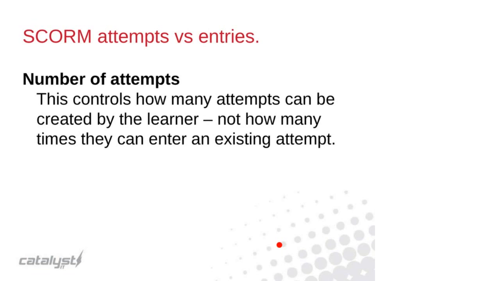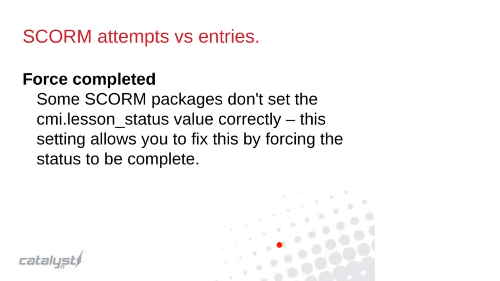These are settings that are just on the edit SCORM page when you're adding a SCORM or when you're editing an existing SCORM on the course page. Number of attempts is another setting that just controls how many attempts can be created by the learner, not how many times they can enter an existing attempt. So if you say they can only do one attempt, that might mean that they can actually re-enter it 100 times because the SCORM package is not authored to set completed or passed or failed. SCORM also allows you to go back in and review. So even after you've completed a SCORM package, you can still re-enter it after your attempt's finished. So there are other settings that control that as well.